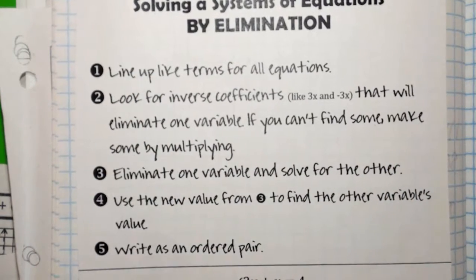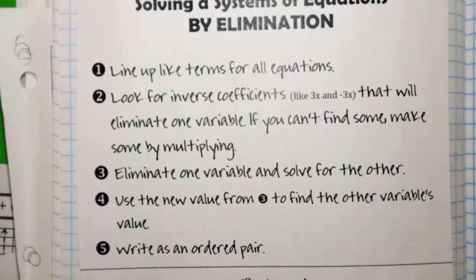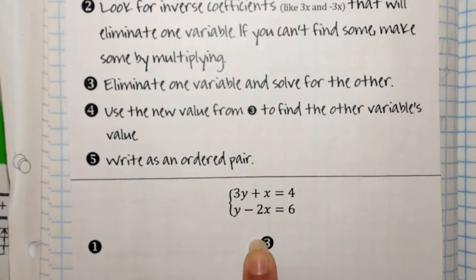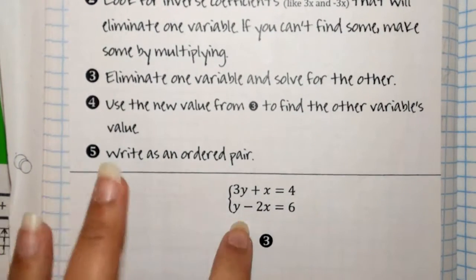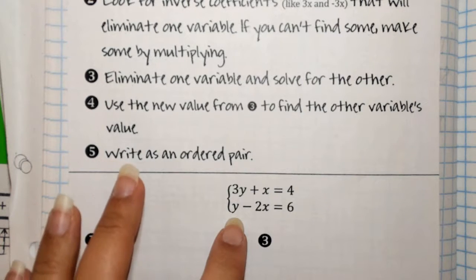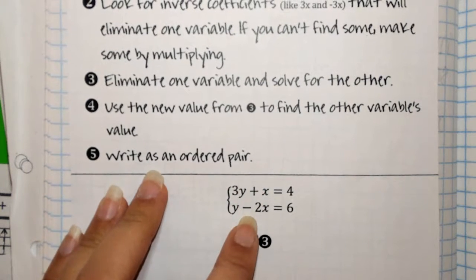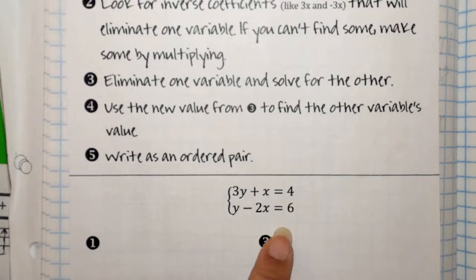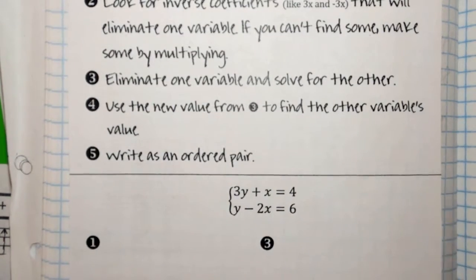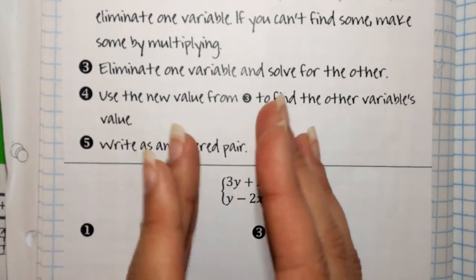So step 1 says line up like terms for all equations. Are our equations lined up? Is the y on top of the y? Is the x on top of the x? Is our constant on top of the constant? Yes. Alright, so it's lined up. That's what you do first. You get everything lined up.